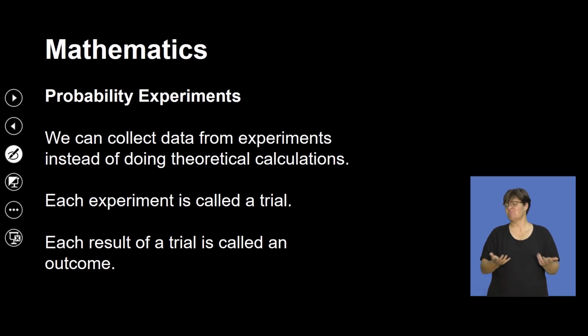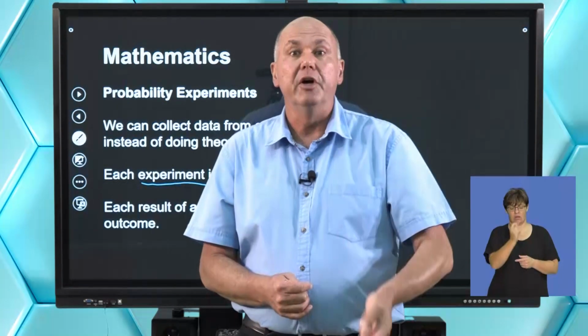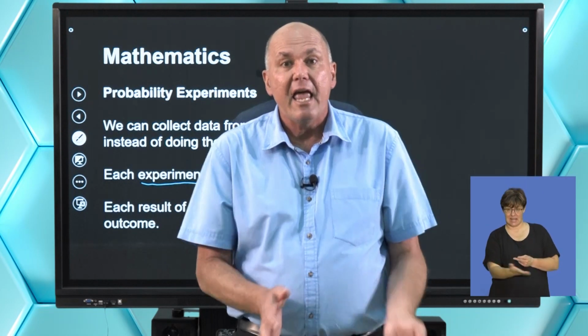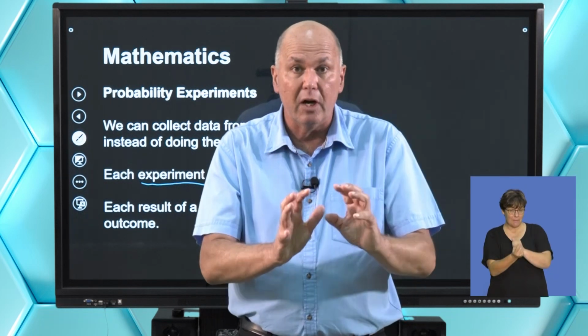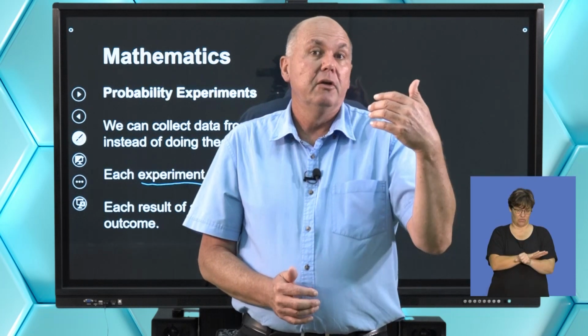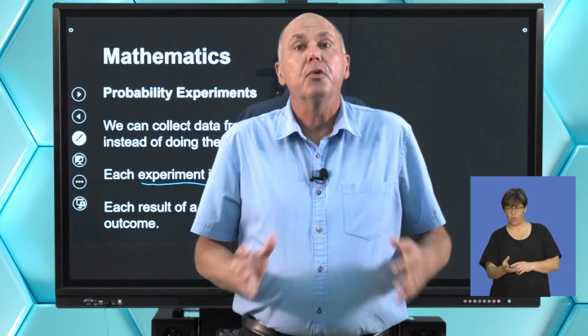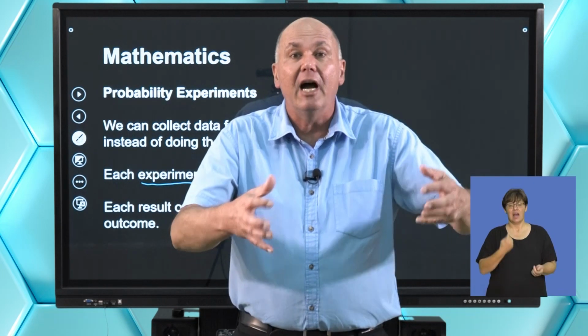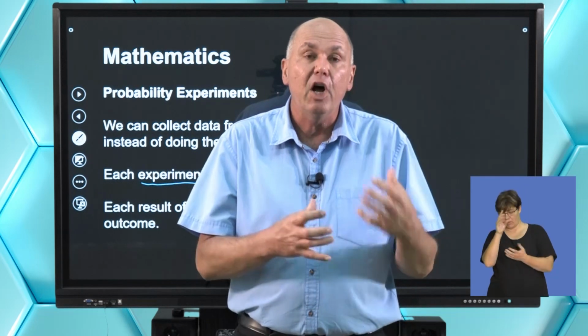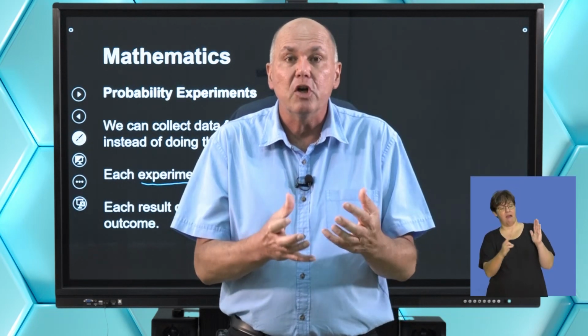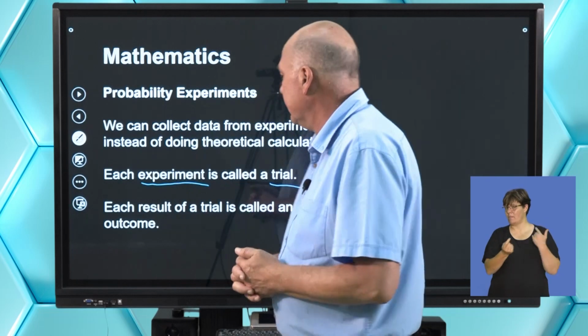So when we're doing probability experiments, each experiment is known as a trial. That trial could be, for example, tossing a coin or throwing a dice. Every time you do that, that's a trial. It's part of the bigger experiment. And we could do only 3 throws of a dice, or 30 throws, or 300 throws. And each time we'll collect some data that will help us recognize what are the most likely outcomes.